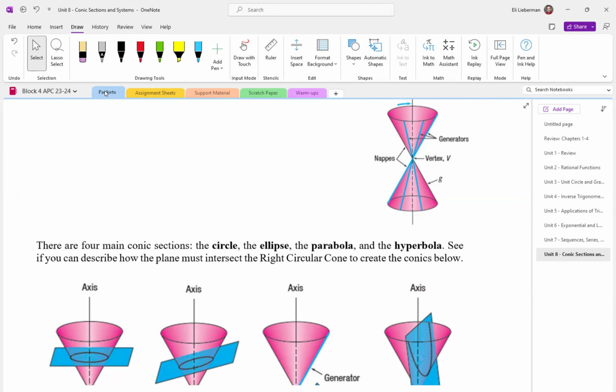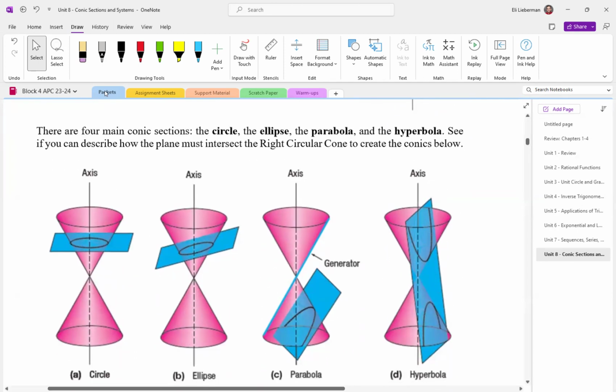And you can see how the hyperbola is made. If this were cut through that point, do you see what shape that would make? Think about that. If this plane went through that point, through the vertex, discuss what kind of shape that would make.